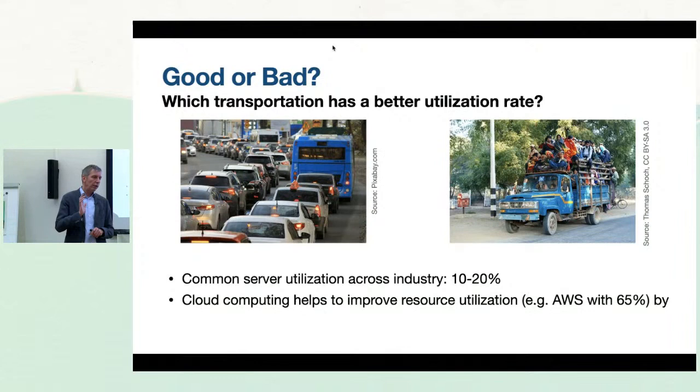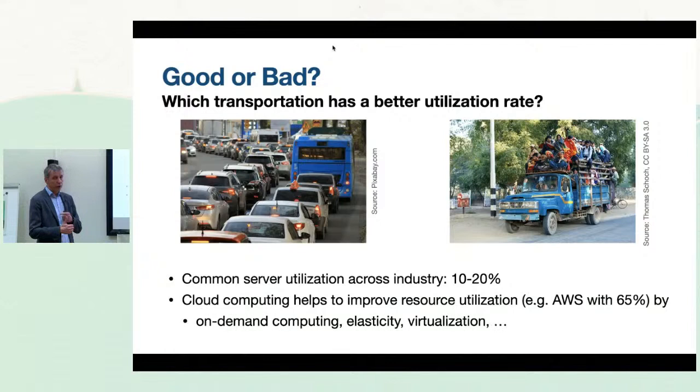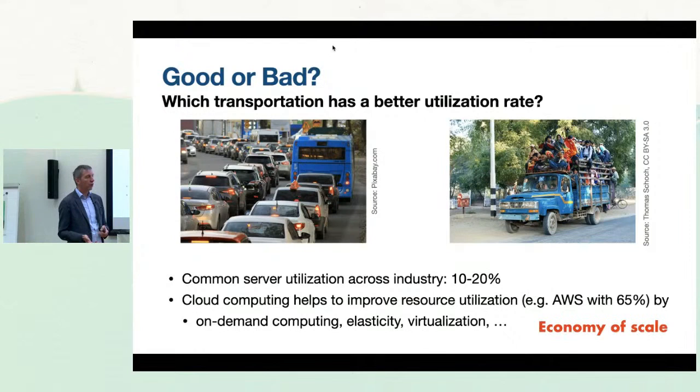So we have a utilization of 65%, because they are able to combine all the computation they have. And the technical reasons for this are on-demand computing, so you rent a machine only if you need it, whereas elasticity means if you can grow your problem, you can rent more machines within a few minutes, and there's also the concept of virtualization. And what helps here is this so-called economy of scale.